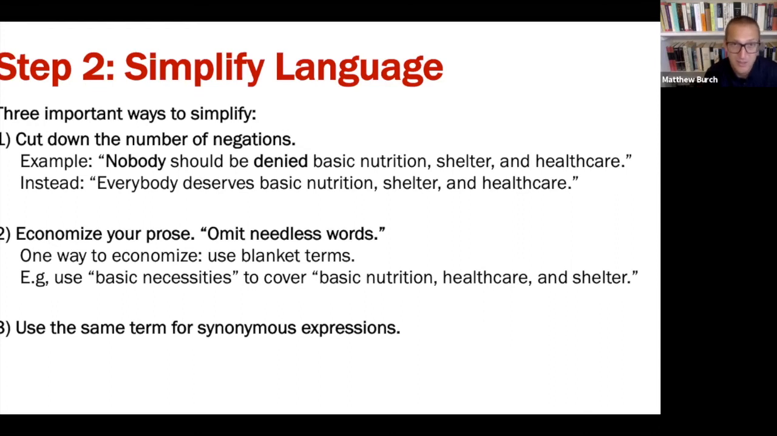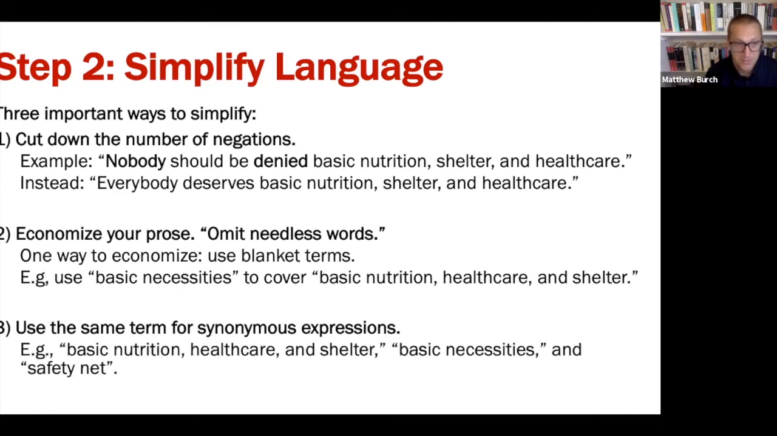And then also try to use the same term for synonymous expressions. So if you have expressions that have the same meaning in your argument, just use one expression. Choose one of them and stick with it. So for example, if in your argument you have basic nutrition, healthcare, and shelter, and you also have basic necessities and safety net, just pick one of them and stick with it, because they're all more or less synonymous. Okay? So just use basic necessities, and that will simplify your language.